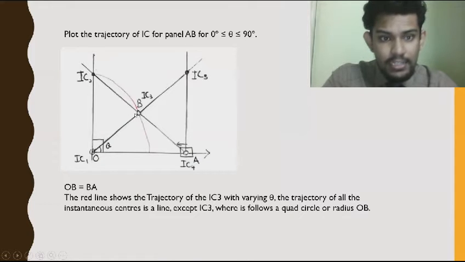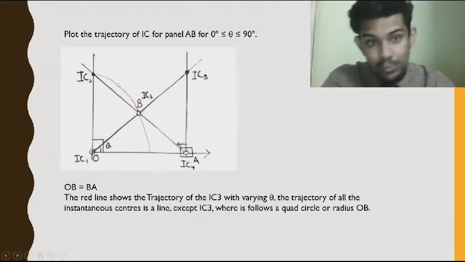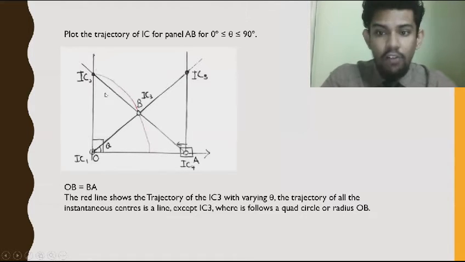The right line shows the trajectory of the IC3 with varying theta. So this is 0 degrees, 90 degrees, and this is the theta. The trajectory of the IC of the link is the IC3, the one which is moving. It follows a quarter circle with a radius of OB.